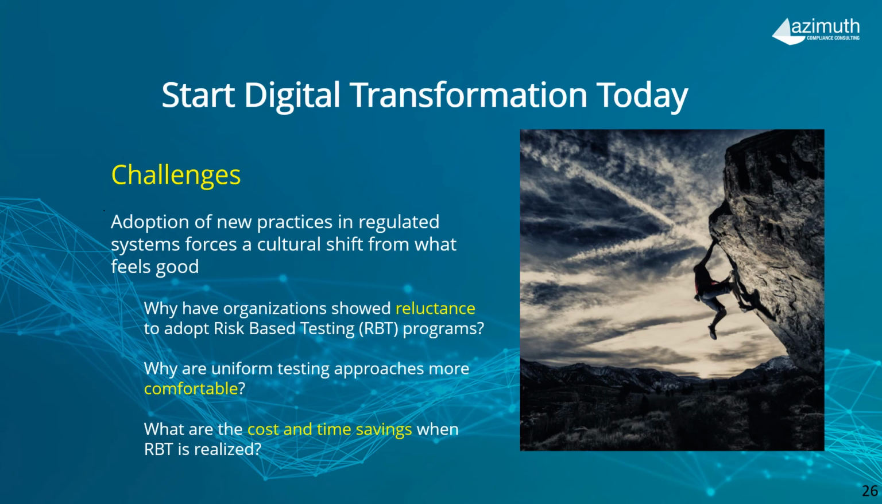A question: why have organizations shown a reluctance to adopt risk-based testing of programs? What we have found is a fear that low to medium risk items will not be properly tested and documented based on the existing CSV, or computer software validation, process, as it is incomplete. This leads to the next question: why are uniform testing approaches more comfortable? The quality unit believes that more documentation is better. Questions arise when they do not see proof of testing, such as screen prints. They question the overall validation effort.